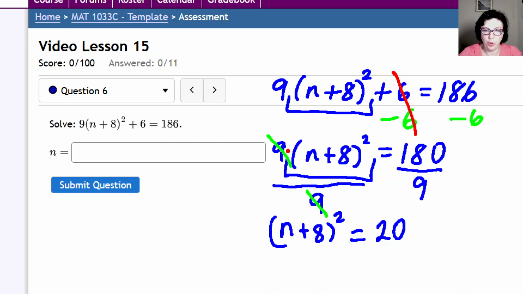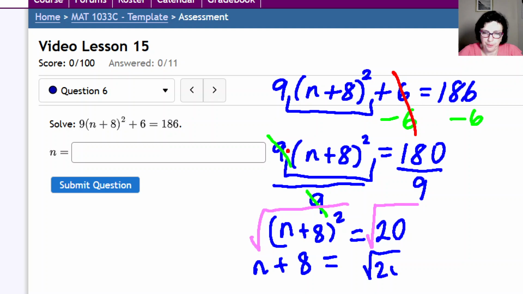So what is that? Well, we're going to take the square root of both sides. What is that going to do? Well, it's going to cancel the square, because when you take a square root of a square, they cancel each other out. You will get n plus 8 equals, well, on the other side, nothing is going to cancel. That's just going to be the square root of 20.